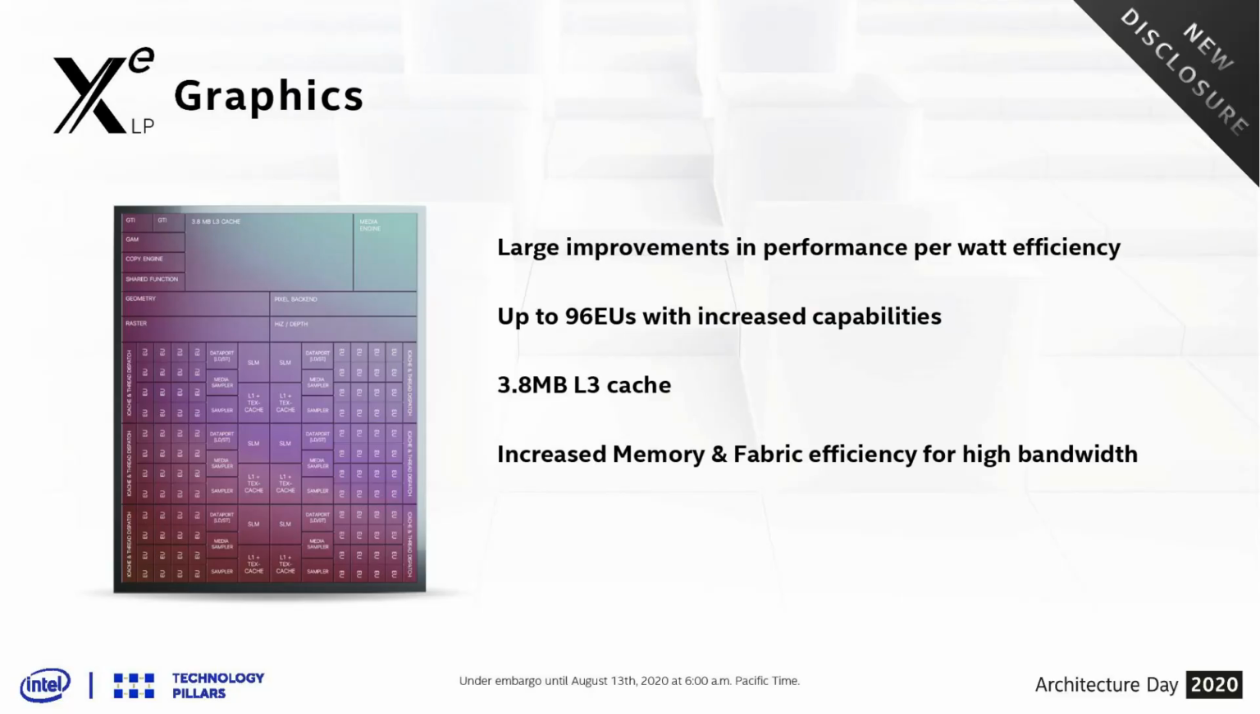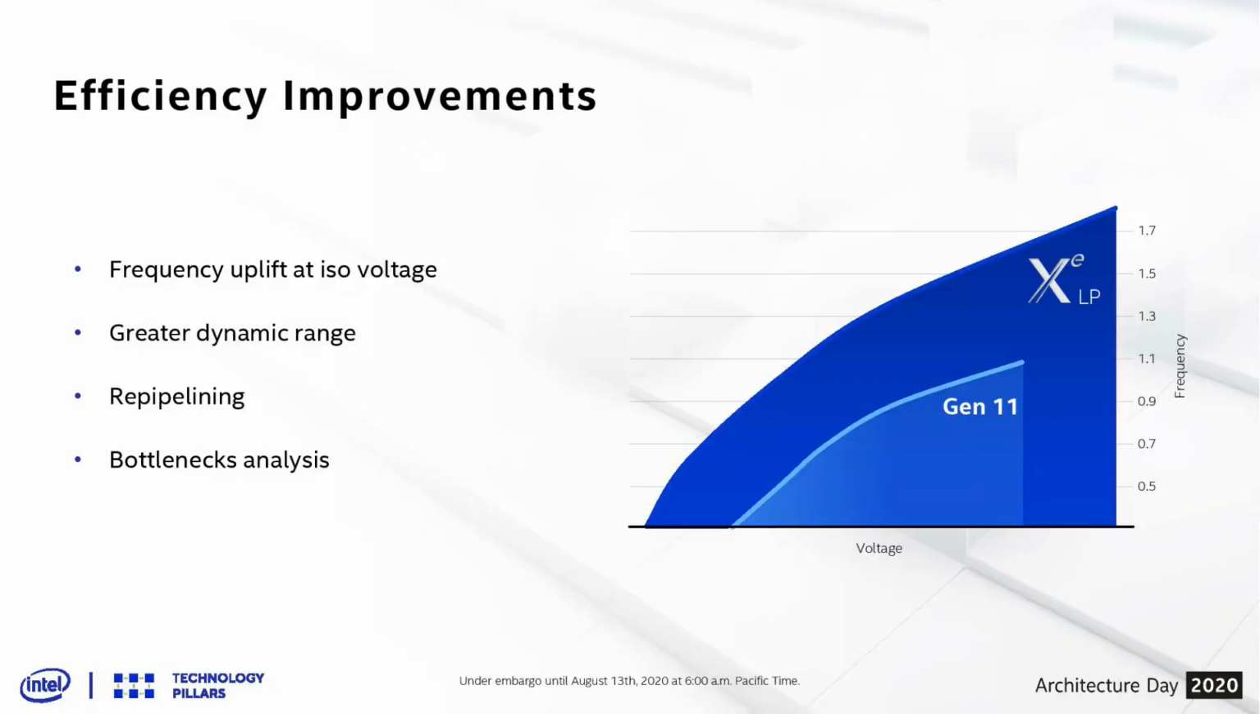We're going to see XE first in Tiger Lake, in the XELP format, 96 execution units, with them claiming somewhere north of 1700 megahertz, where Ice Lake was at 1100 megahertz. And overall, at least a 2x bump in performance in terms of just raw compute power. Graphics will depend on the caches and memory bandwidth and such.